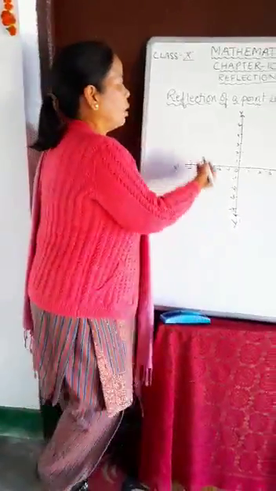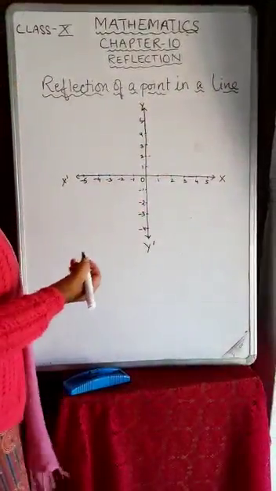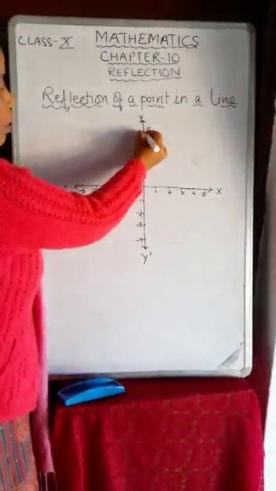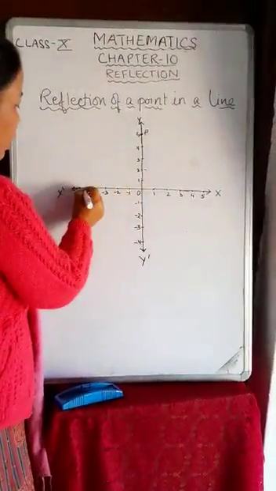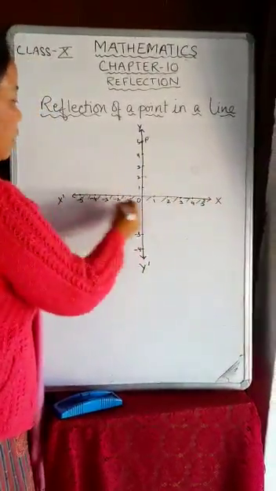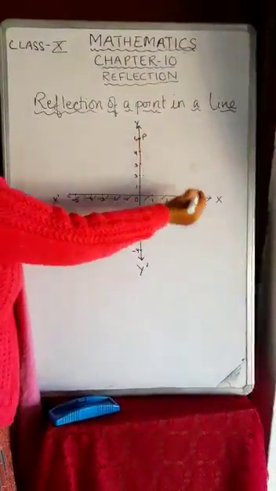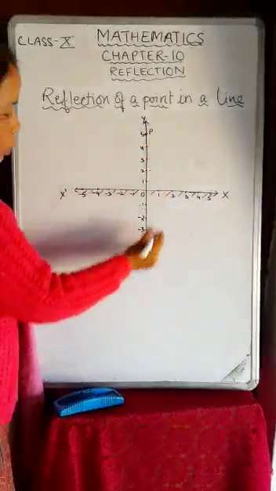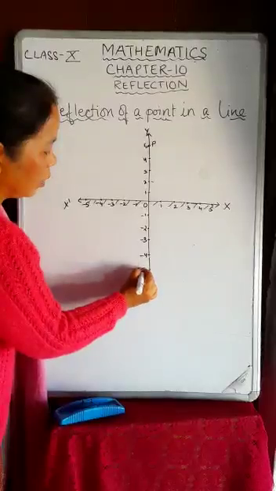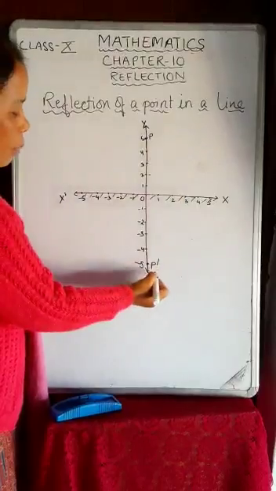Now, we will discuss how the reflection of a point in a line is done. Now, if a point P is over here, the x-axis is like a mirror. If we see the image of this point P in the x-axis, the point will fall over here, at -5. This will be P dash. The image of P will be P dash.